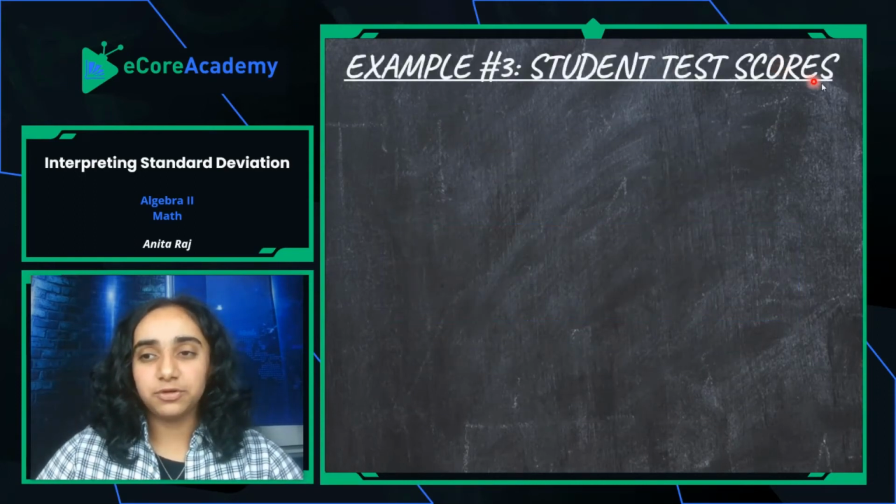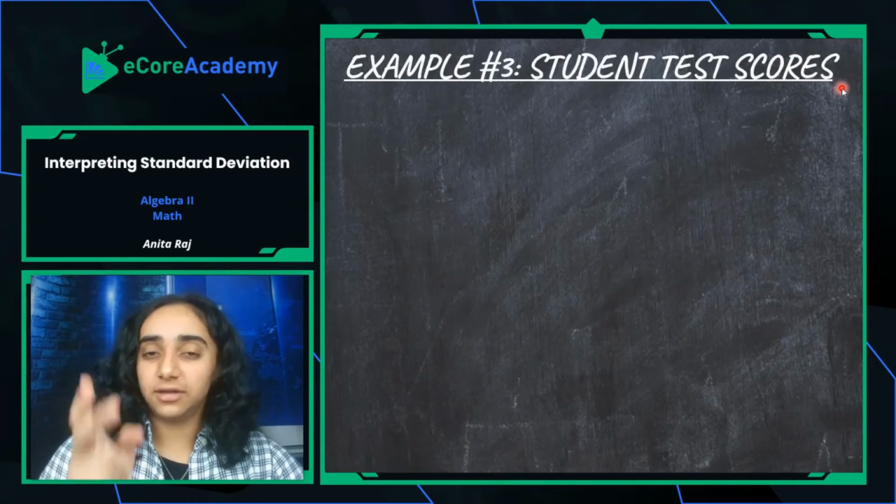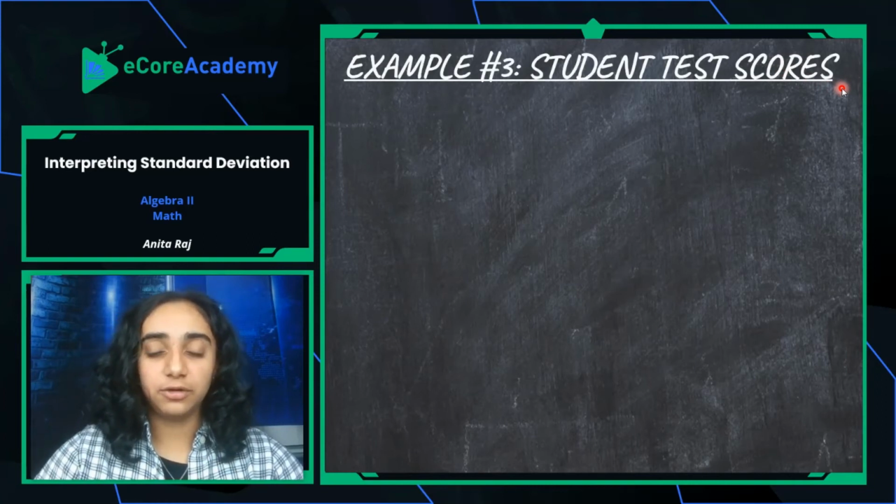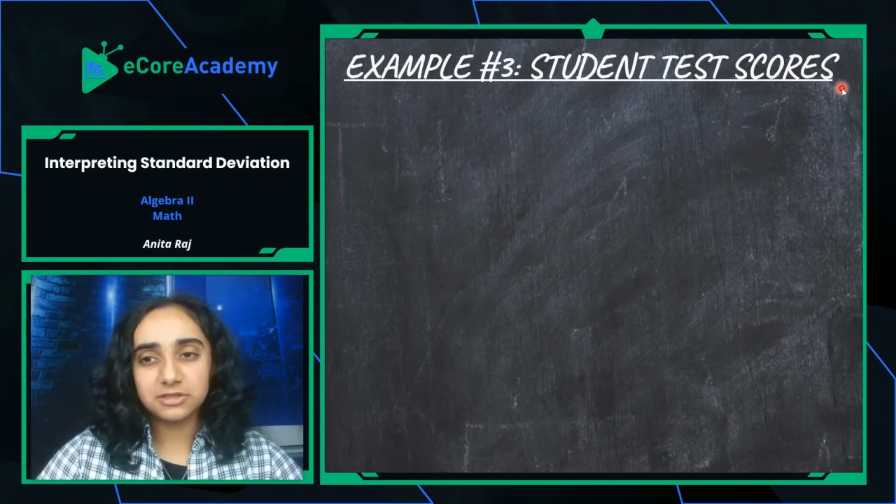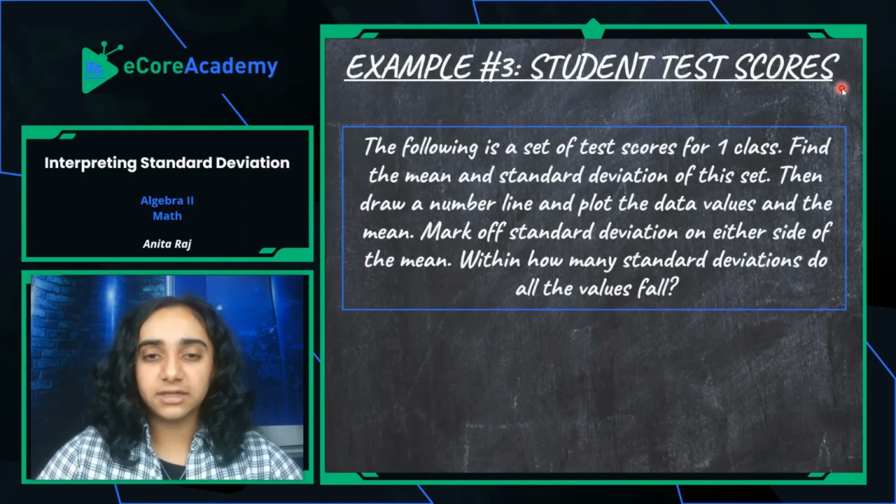So we're going to do example number 3. We did the previous 2 examples in the first video, so go check that out if you haven't already. And this is going to be on student test scores in a class. So here's kind of setting the scene. The following that you're going to see is a set of test scores for one class. We're going to find the mean and standard deviation of this given set of test scores.